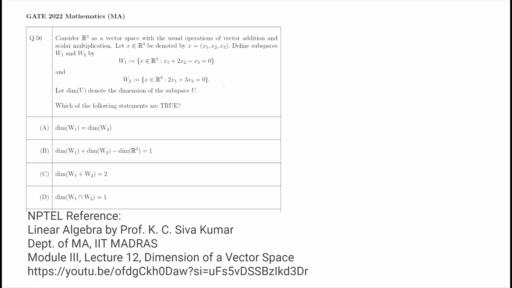If we look at the options given, all four options are asking about the dimensions of the subspaces W1, W2, W1 intersection W2 and W1 plus W2. So we just have to calculate the values of dimension of W1, dimension of W2, and dimension of W1 intersection W2. Then we can calculate the dimension of W1 plus W2 by a formula. So firstly we start with dimension of W1.